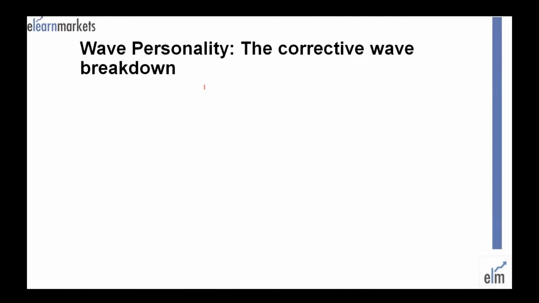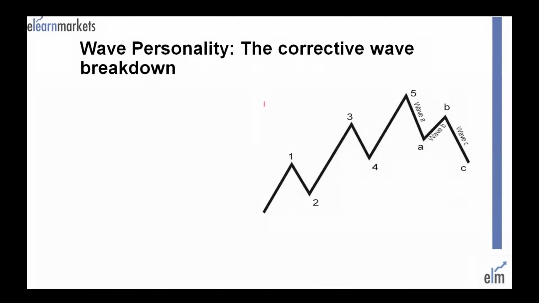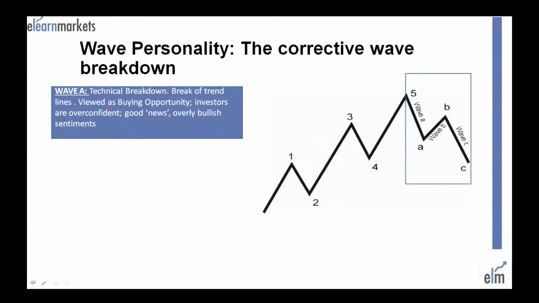Now, if we talk about the corrective wave breakdown, that is a wave A, B, and C. So there is a technical breakdown in the wave A: the break of trend lines. So if you draw a trend line from here at wave A, I'm sorry, this line is a bit crooked, not very good at drawing.